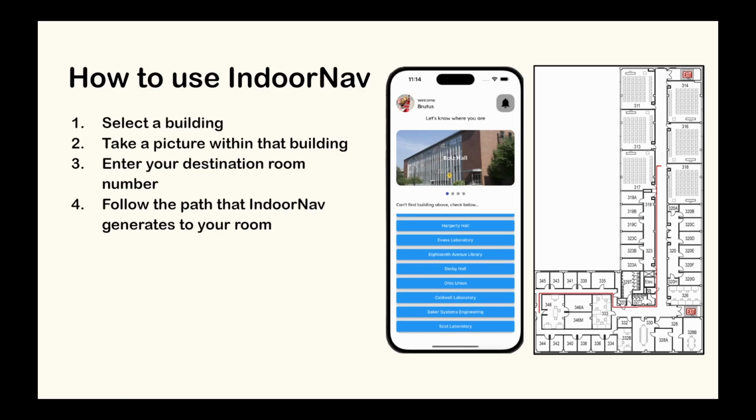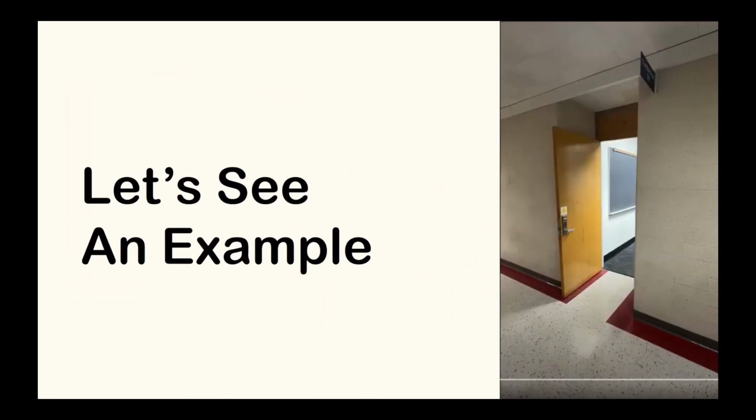This is much better than a static map of the building because it can show the user the best possible route, rather than the user having to identify both points on the map and then identify the best path. Now that we know how to use Indoor Nav, let's see one student putting its features into action.